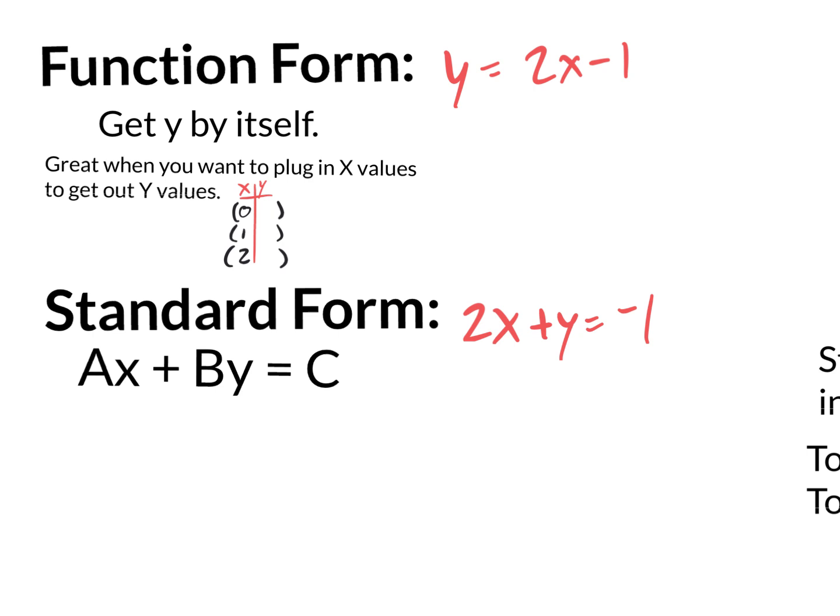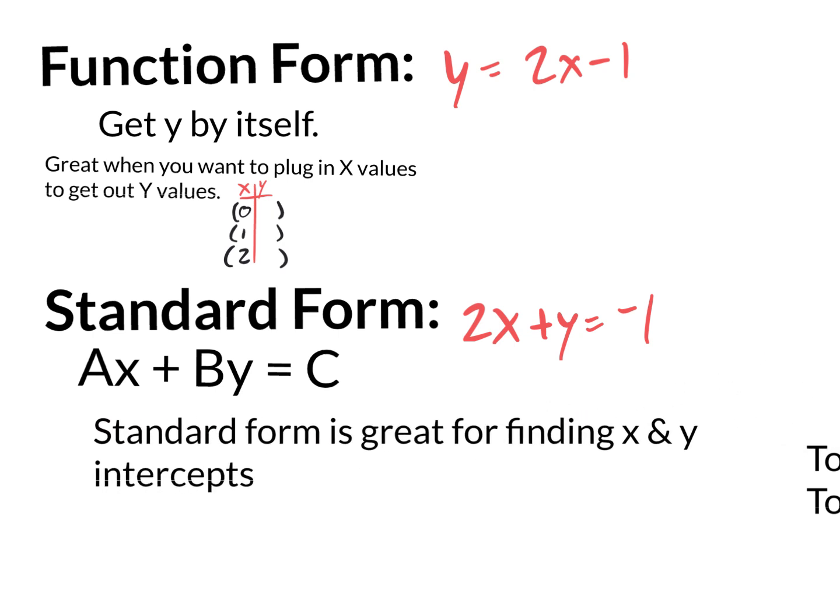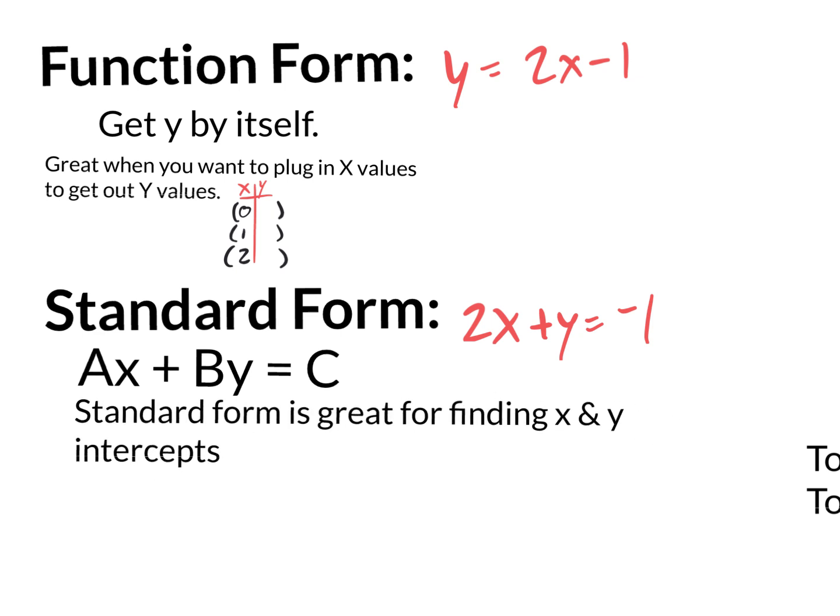Anybody? Standard form is great for what? What did we do with standard form yesterday, guys? Come on. What did we do? Standard form is great for finding x and y intercepts. You guys forgot? X and y intercepts. All right, so what is an x-intercept? It's the location of where your line crosses the x-axis. What's a y-intercept? It's the location of the line where it crosses the y-axis.